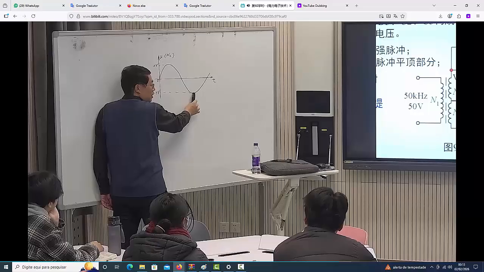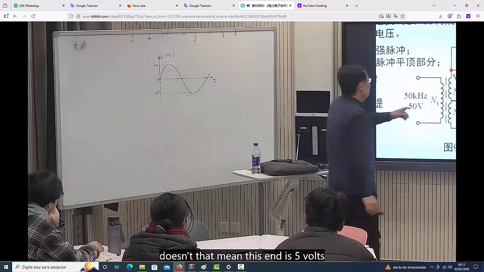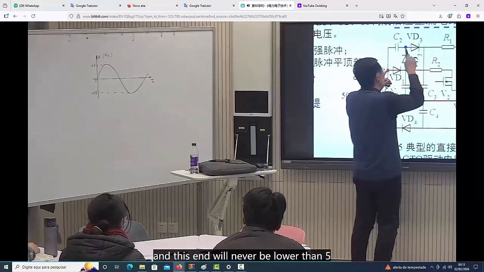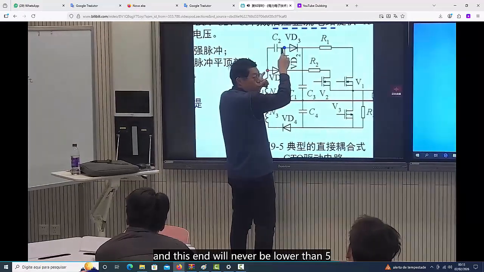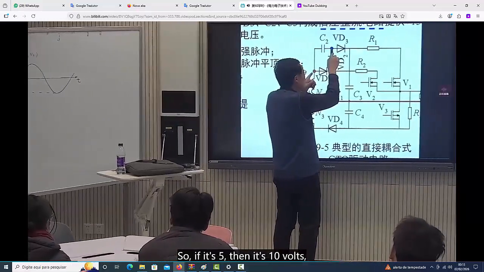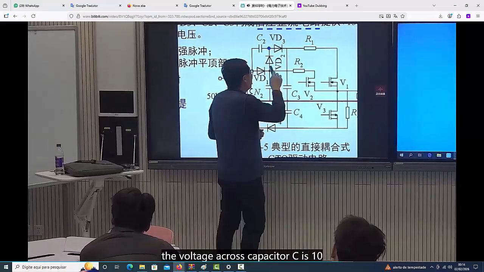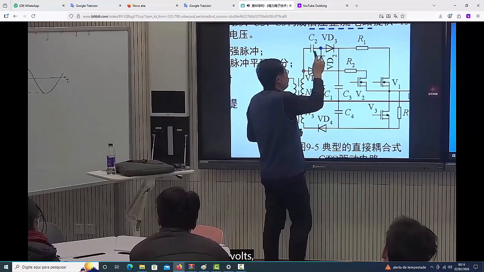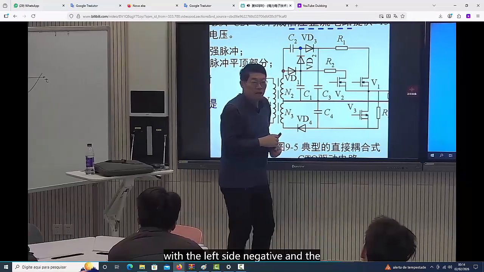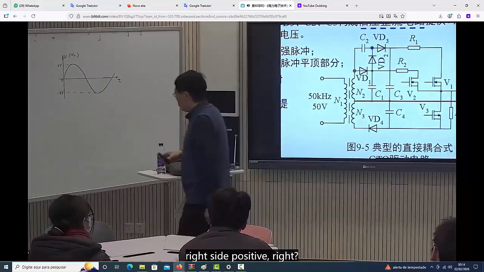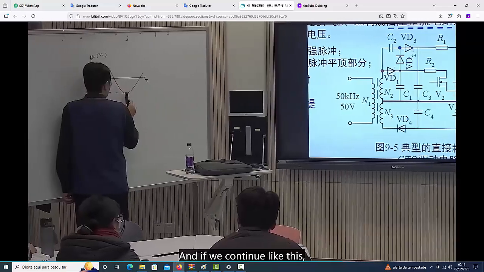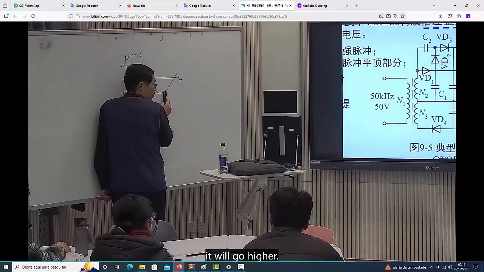At this point, doesn't that mean this end is 5 volts, and this end will never be lower than 5 volts? So if it's 5, then it's 10 volts, right? At this point, the voltage across capacitor C is 10 volts, with the left side negative and the right side positive, right? And if we continue like this, it will go higher.